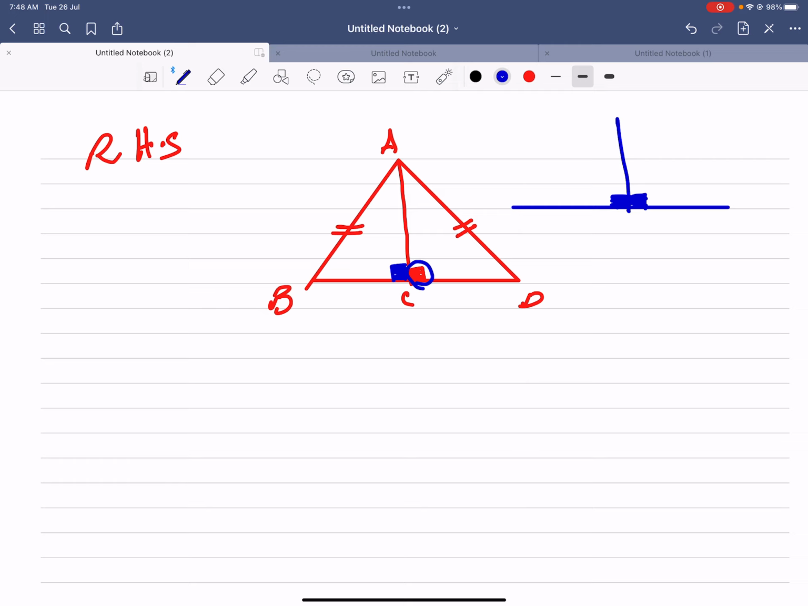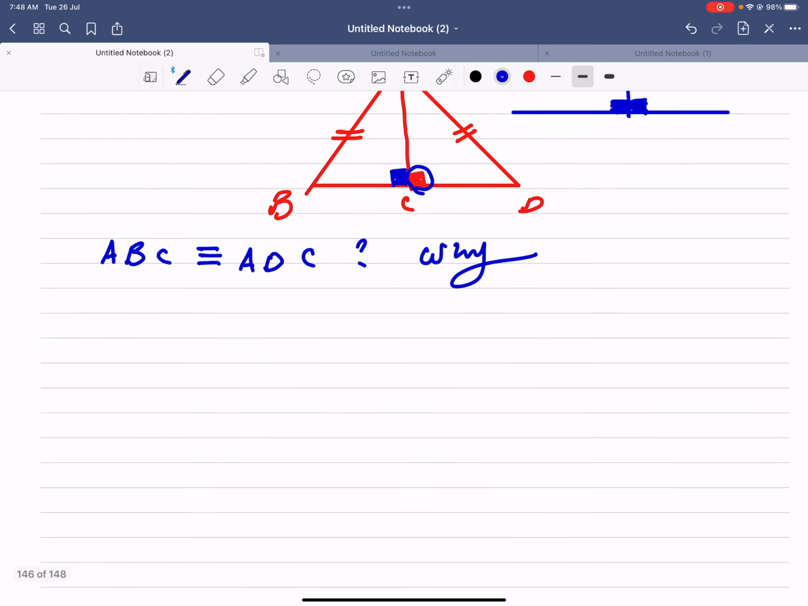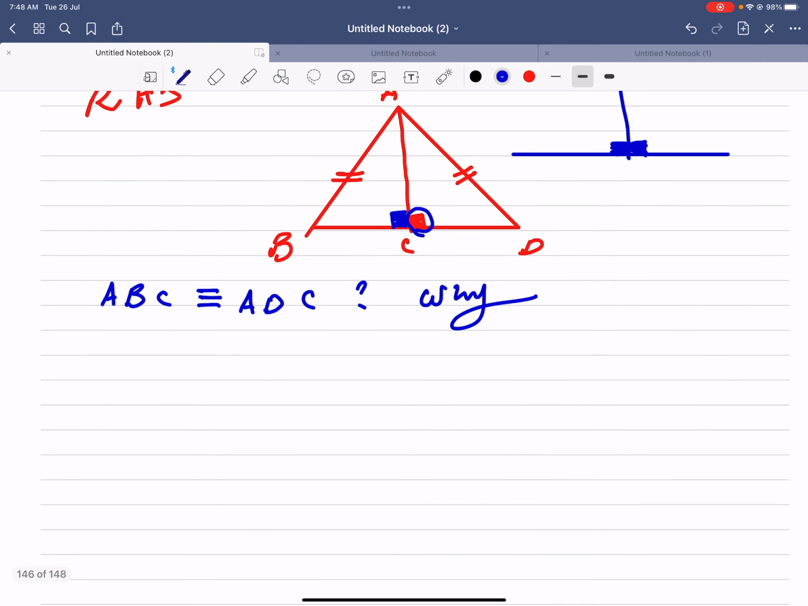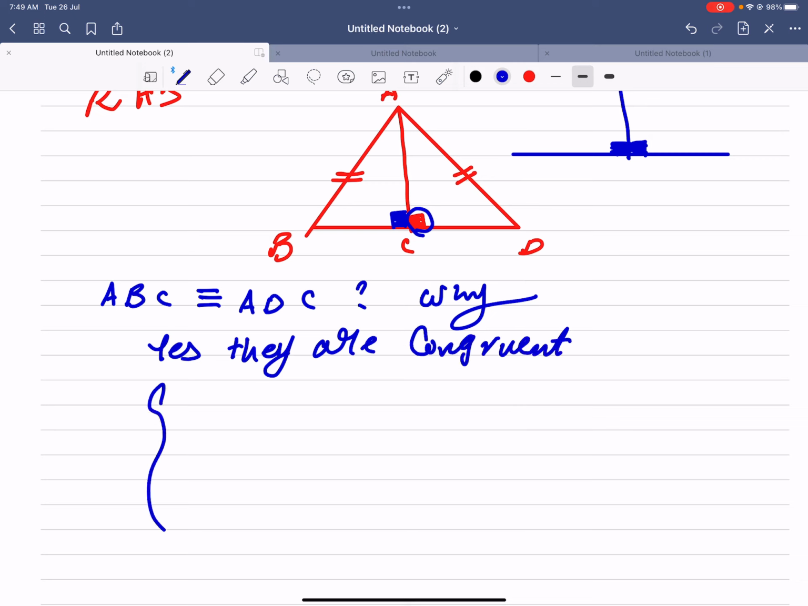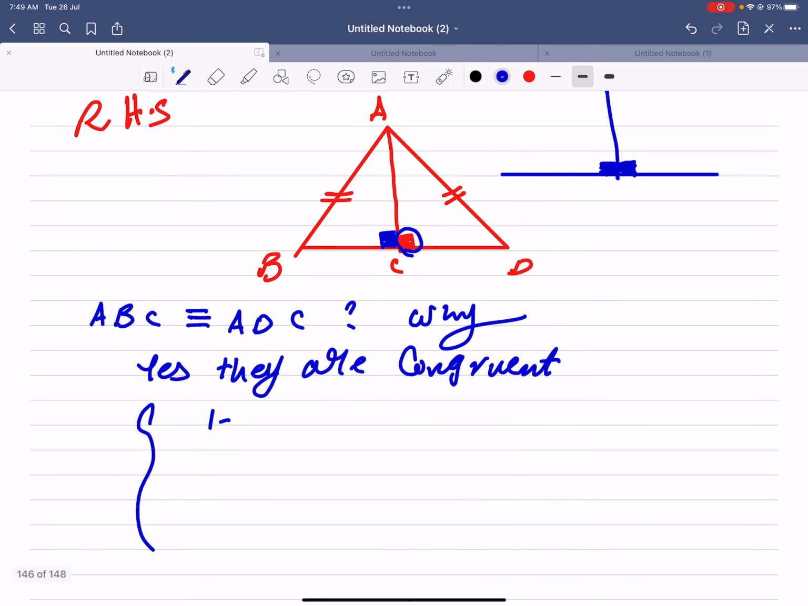He asks me to show if the triangle ABC is congruent to the triangle ADC or not, and why. So we will say yes, they are congruent. Why? You open up a bracket like this, because number one, we have AB equals AD, which is the hypotenuse. By the way, this is our hypotenuse, and it is given, meaning he is the one who said it.